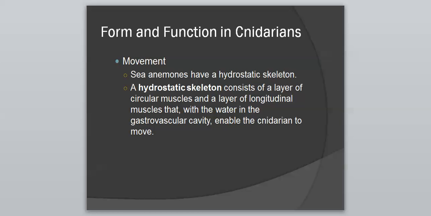Movement is technically a requirement to be an animal, but there are some exceptions to the rule, if you remember. Sea anemones have what's called a hydrostatic skeleton, which consists of a layer of circular muscles and a layer of longitudinal muscles, and with the water in the gastrovascular cavity enables the Cnidarian to move. So it's a layer of muscles going lengthwise and a circular set, and with the water going through, it helps them move. We will explain that more in class.